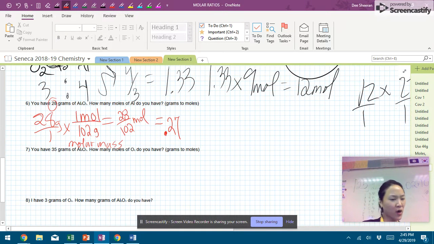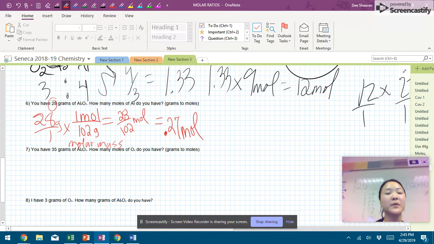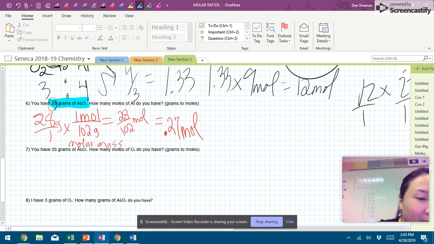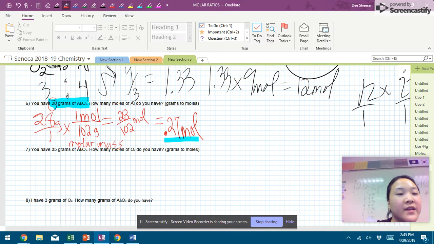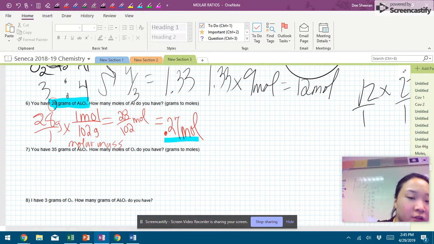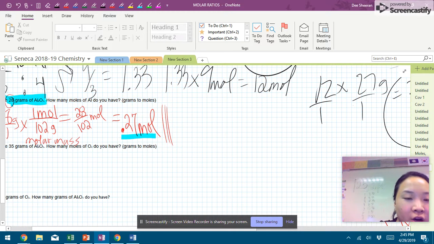So approximately 0.27, and the units are still moles. So that is how many moles of Al2O3. We took grams of Al2O3 and we got moles of Al2O3. Okay. Now we're going to stop here for a second, and then we're going to use our ratio. So for our ratio, let's find it out.